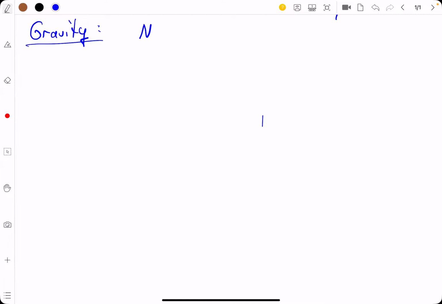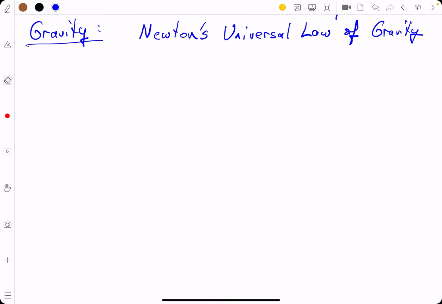What are we going to be working with? We're classical physics. We're going to be working with Newton. Newton's universal law of gravity. What is it?